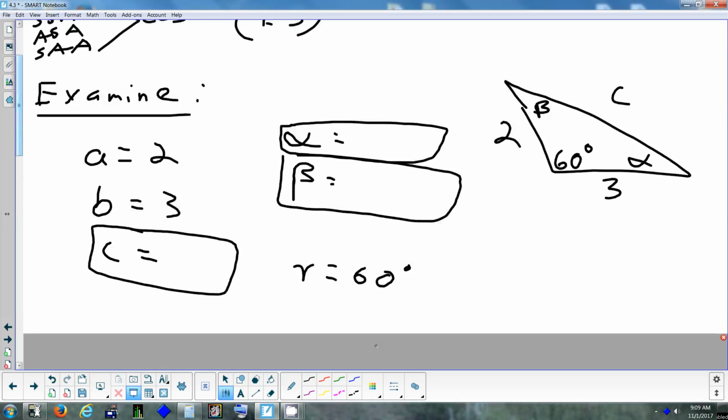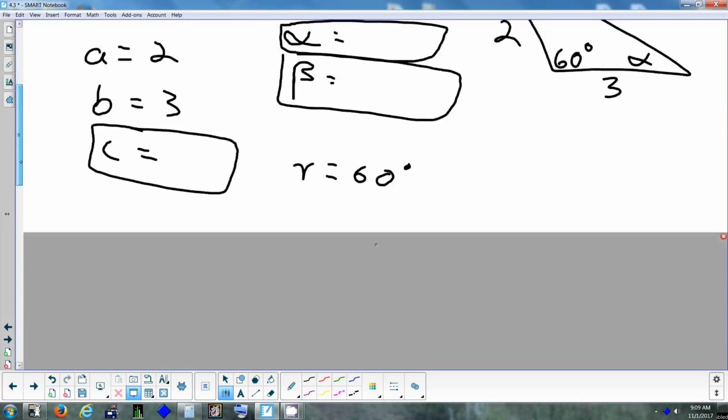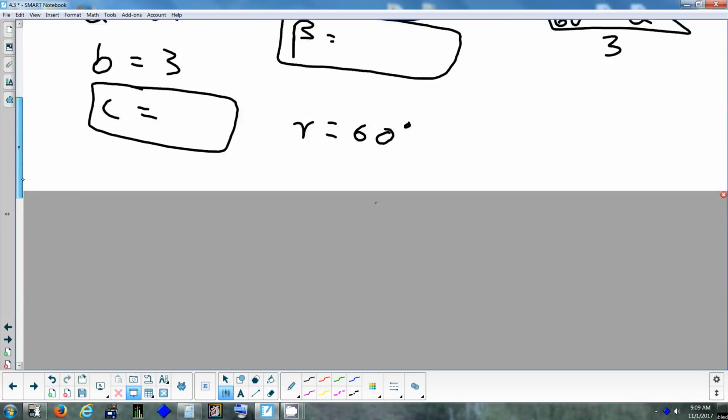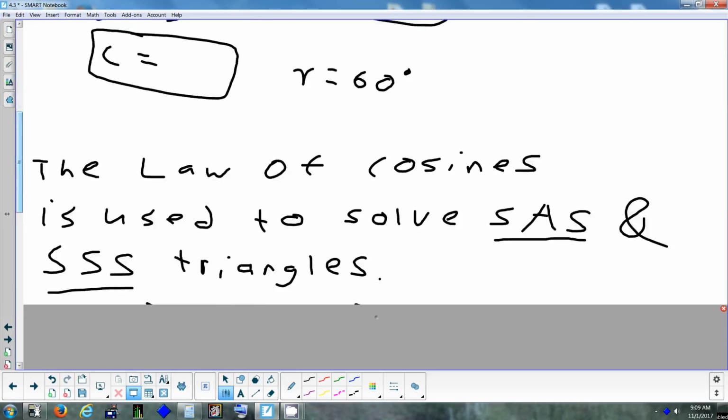I'll use the last 2. Well, sine of beta, you don't know, over 3, equals sine of gamma over C, which you don't know. So again, you run into the problem with 2 things you don't know. And the same thing happens if you pick the first row and the third row. You're still going to have 2 things you don't know. So you can't solve that triangle with what we learned before. What you can use to solve it is the law of cosines.